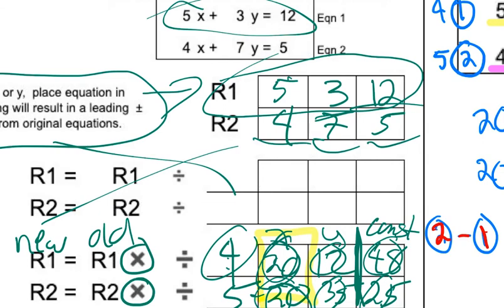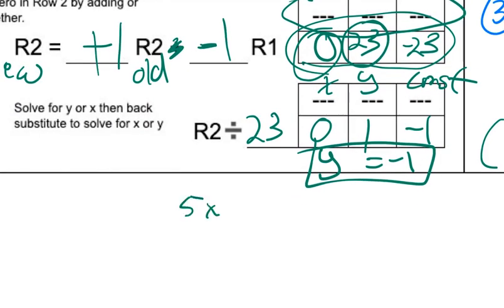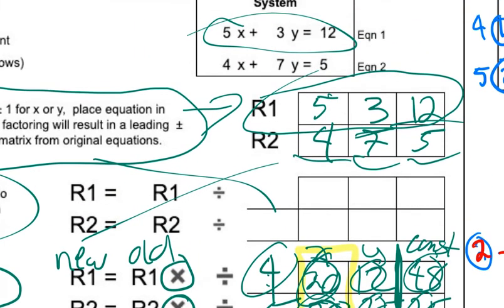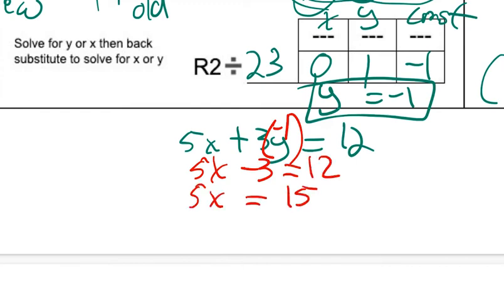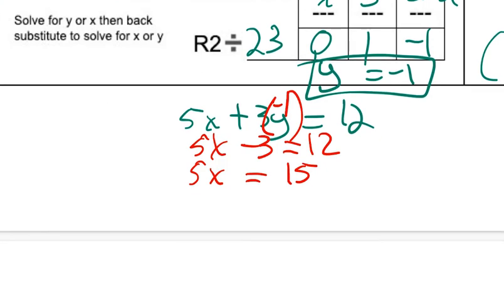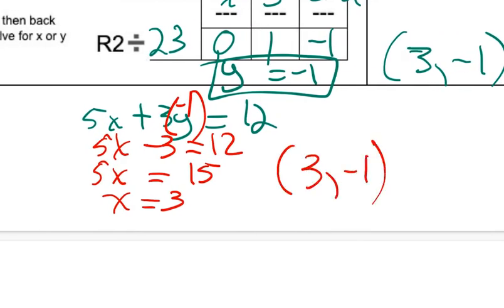Okay, so I'll go back up, maybe I'll do 5x plus 3y equals 12. So I go there, and I have 5x plus 3y equals 12. And I'll double check that that's right. 5x plus 3y is 12, that is right. So I need to replace that y right here with a negative 1. So that's going to be 5x minus 3 equals 12. 5x equals 15 because I'm adding 3 to both sides. And then divide by 5, x equals 3. So the solution to this one is 3, negative 1.